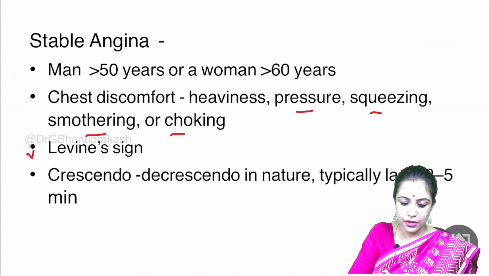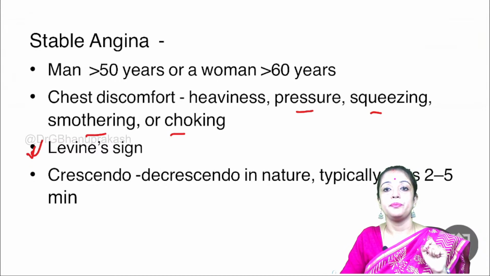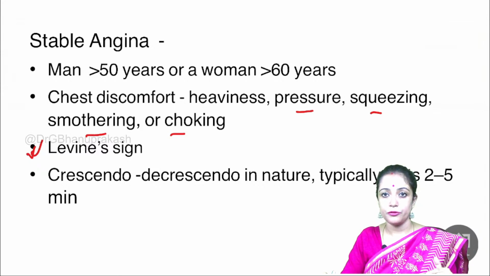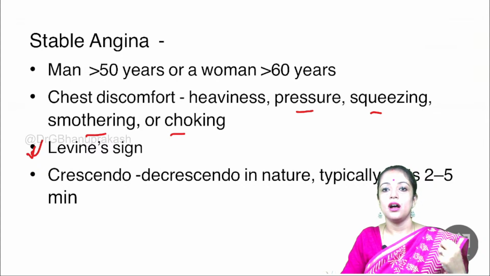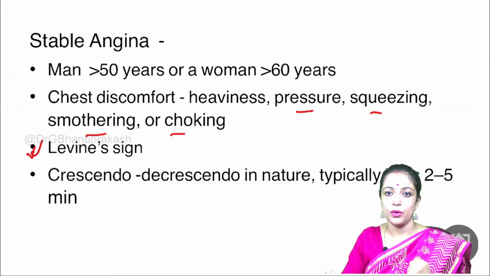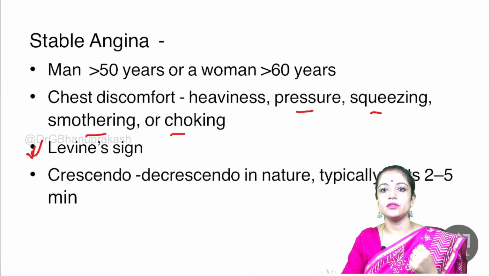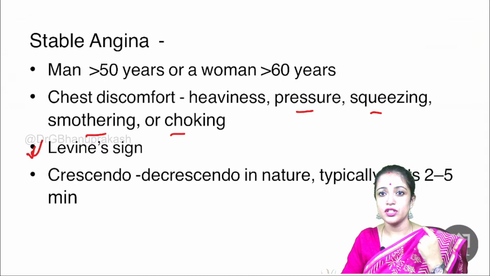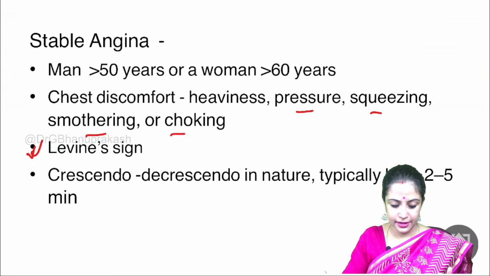There is something known as Levine sign. What is Levine sign? When you ask the patient whether they can pinpoint the area of discomfort, the patient will not be able to exactly pinpoint it, but will keep a clenched fist over the center of the sternum. Pain is usually retrosternal. That is known as Levine's sign.